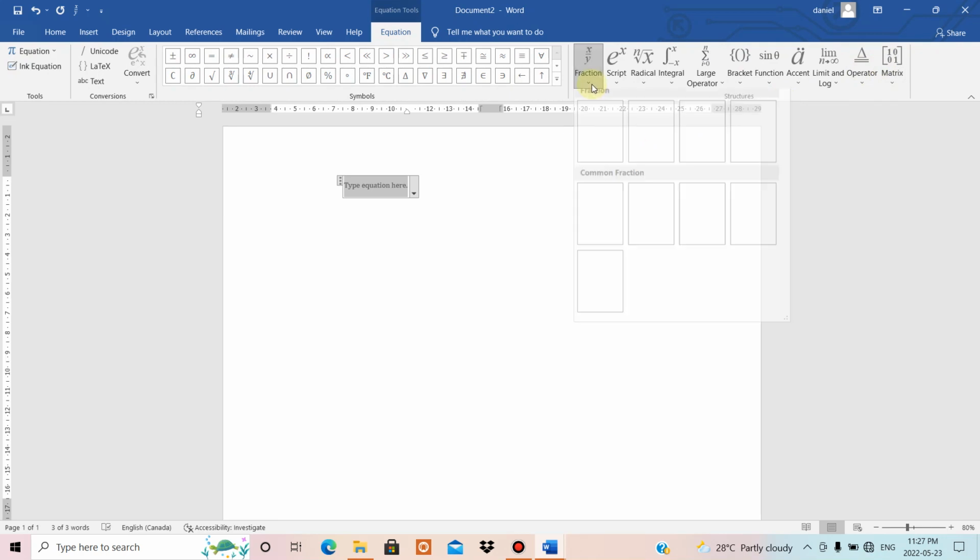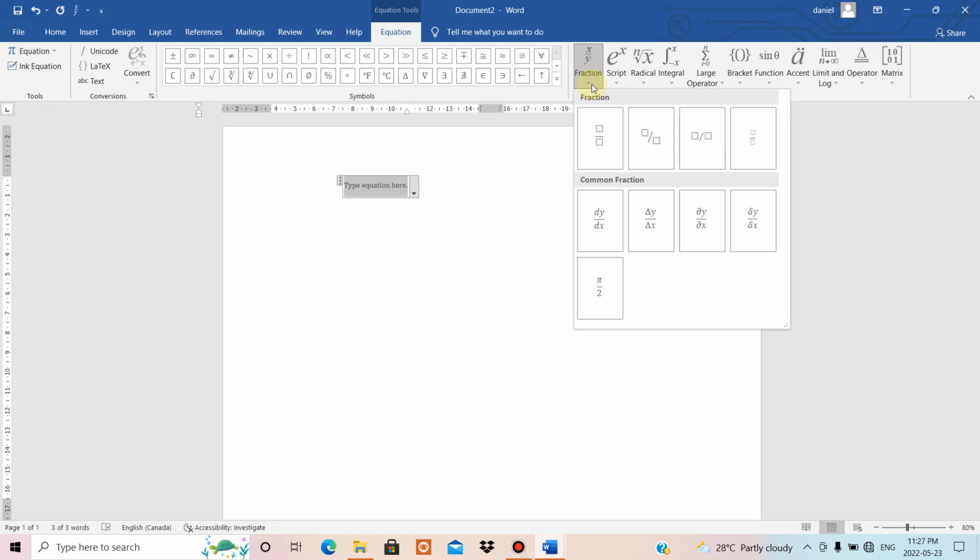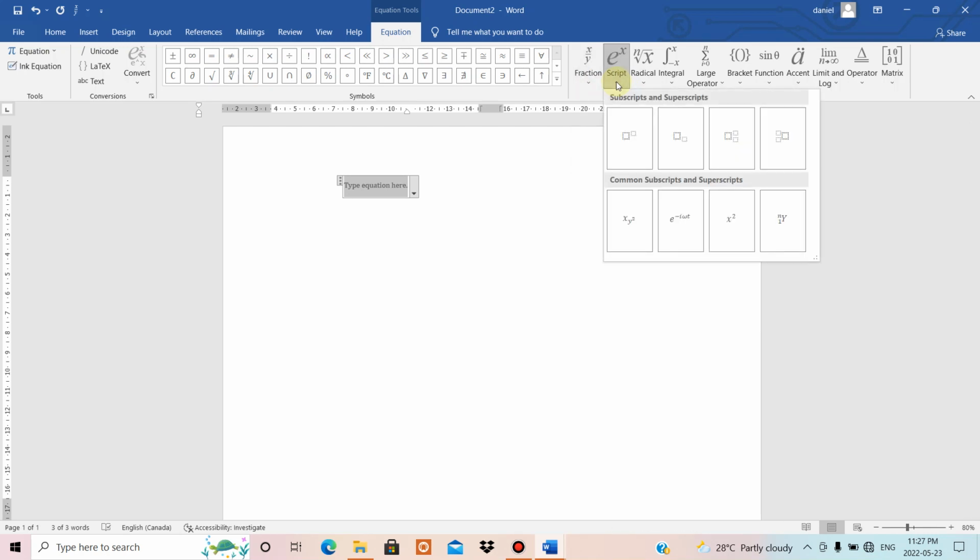The first thing here is the fraction. If you want to type fractions, this is where you navigate to. This is how it looks. The next is Script, which means any variable which has an exponent or a value as a subscript or superscript. If you have a subscript value or a superscript value, then you need to use the Script icon.